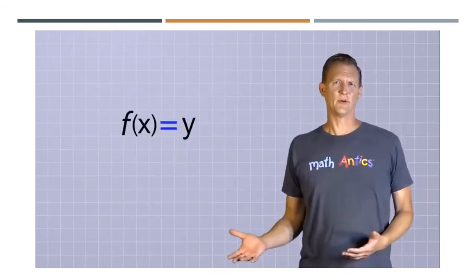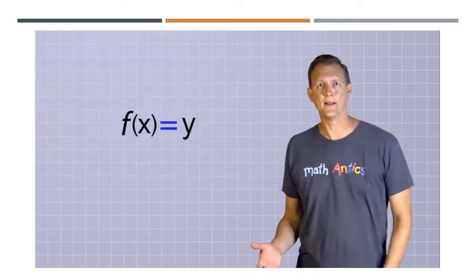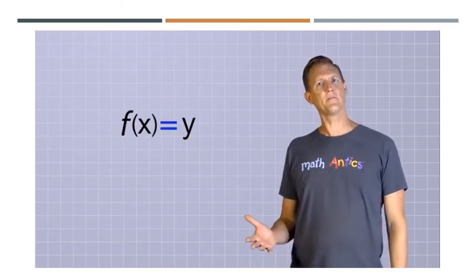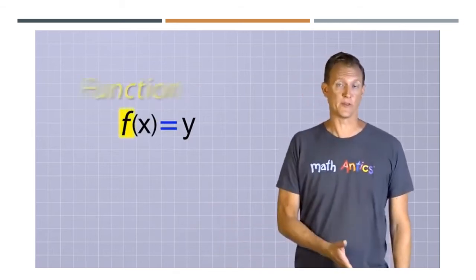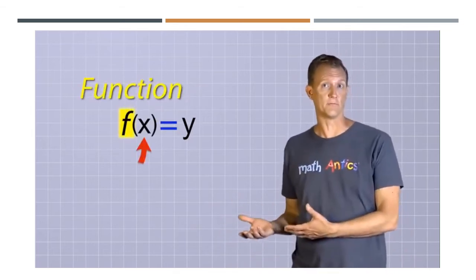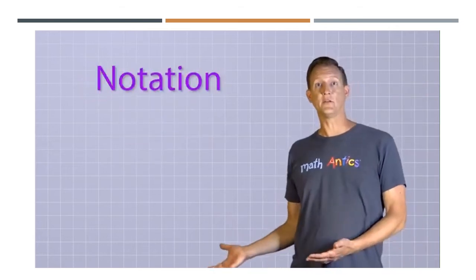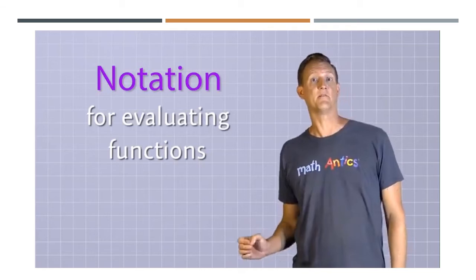But if they're interchangeable, why would you use the more complicated f of x when you could just use y instead? Well, using f of x highlights the fact that you're dealing with a function with a specific input variable, and not just an equation. And it gives us a handy notation for evaluating functions for specific values.